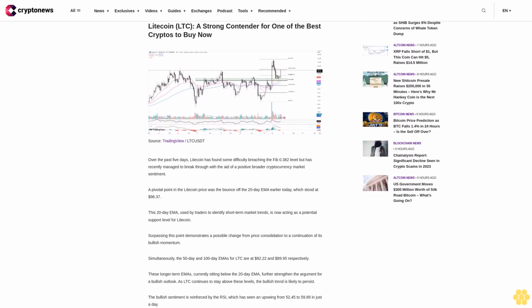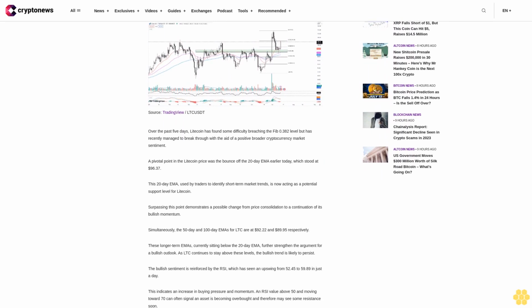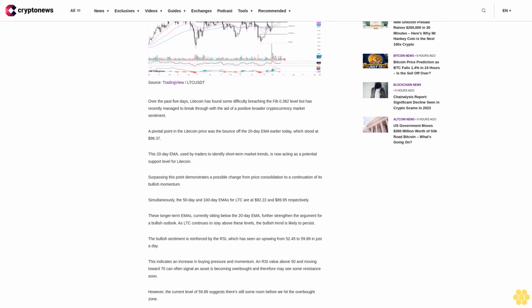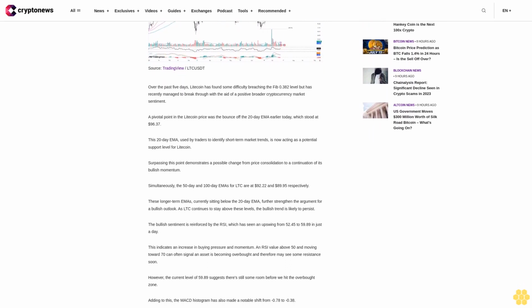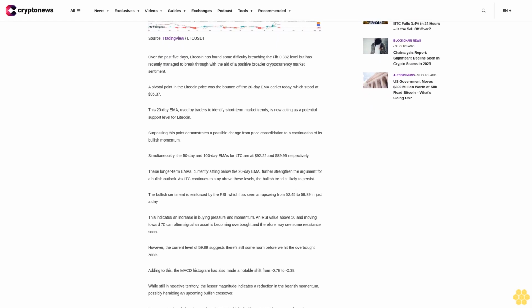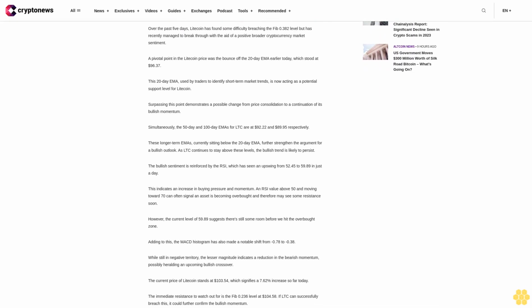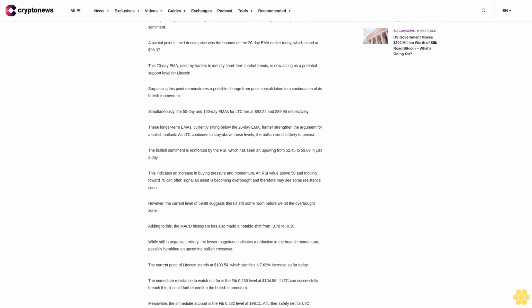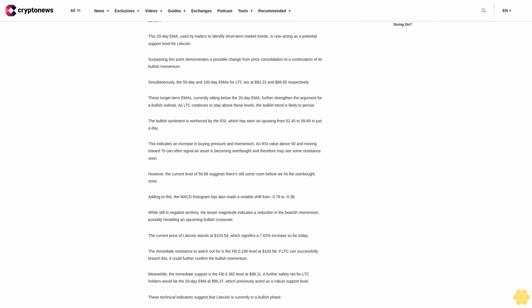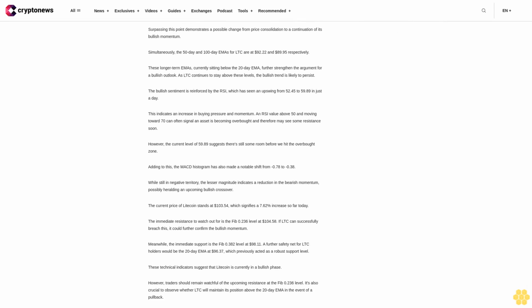The bullish sentiment is reinforced by the RSI, which has seen an upswing from 52.45 to 59.89 in just a day. This indicates an increase in buying pressure and momentum. An RSI value above 50 and moving towards 70 can often signal an asset is becoming overbought and therefore may see some resistance soon. However, the current level of 59.89 suggests there's still some room before we hit the overbought zone. Adding to this, the MACD histogram has also made a notable shift from -0.78 to -0.38. While still in negative territory, the lesser magnitude indicates a reduction in the bearish momentum, possibly heralding an upcoming bullish crossover. The current price of Litecoin stands at $103.54, which signifies a 7.62% increase so far today.